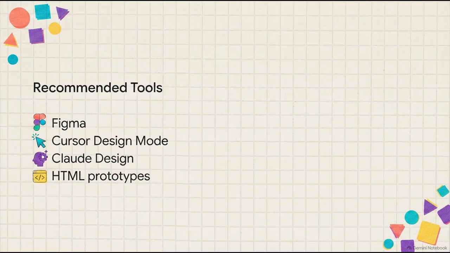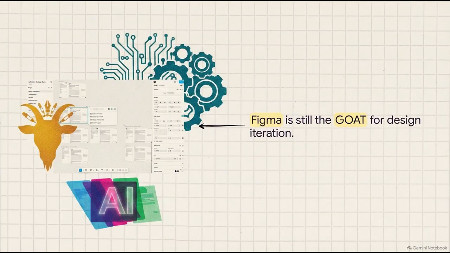Some highly recommended tools for this include Figma, Cursor Design Mode, Claude Design, or even just spinning up really simple isolated HTML prototypes. And honestly, Figma is still the GOAT, the greatest of all time for this process. Its native AI integration is getting better literally every single week. Using a dedicated design tool like this gives you incredibly fine control, letting you iterate rapidly without all that extra code context getting in the way. When you treat the AI as a true design partner inside a dedicated tool, rather than just a code monkey hacking away at your production front end, the aesthetic and functional results are just vastly superior.